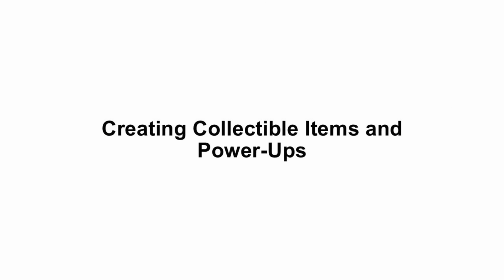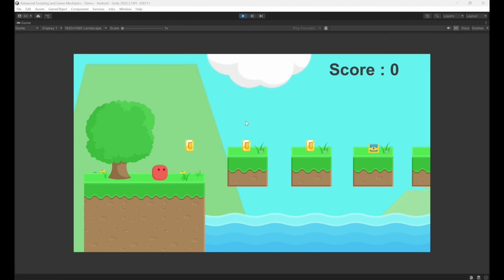In this video, we'll explore how to create collectible items and power-ups in Unity. Collectibles and power-ups are essential gameplay elements that add excitement and reward to your games. Collectibles, like coins or gems, help track progress and give players a sense of accomplishment. Power-ups, on the other hand, give temporary boosts or abilities, enhancing the player's experience and adding a layer of strategy.